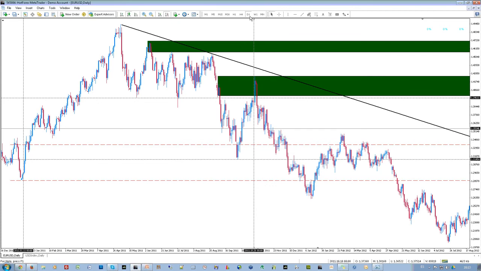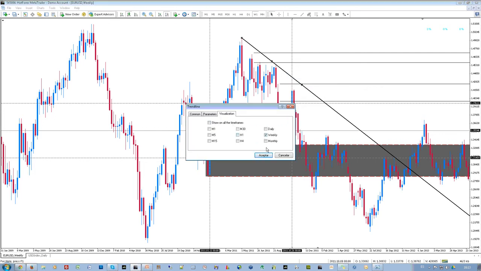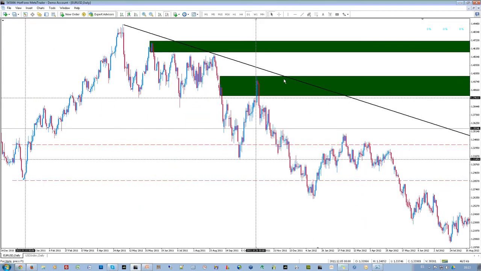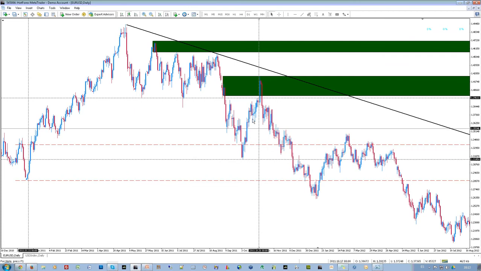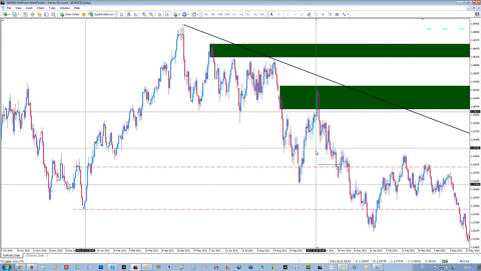So look what happened here. We are on the daily, we are in a downtrend. On the weekly, what do we have now? We have a downtrend as well. This is on the weekly. So now on the euro, we have a downtrend on the weekly, we have a downtrend on the daily, but on the 4 hour, we have an uptrend.